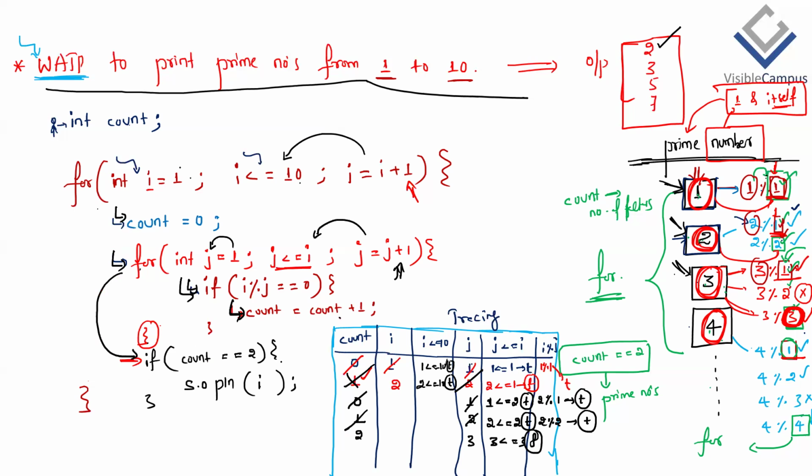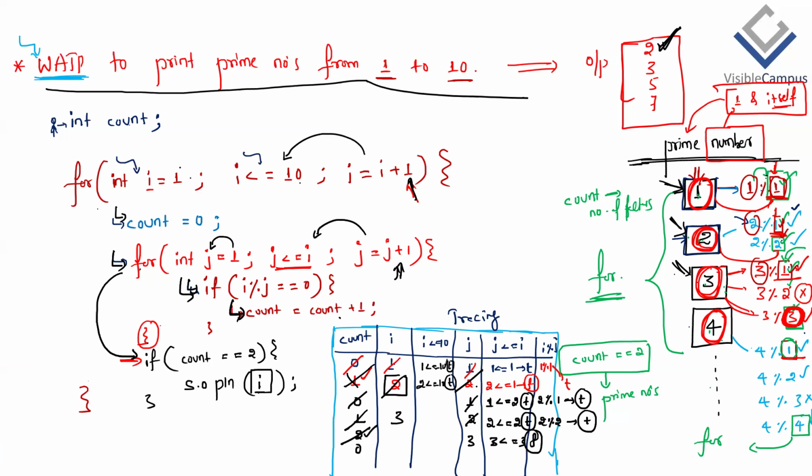Then here is a condition. Is the count equal to 2? Yes. Then print the current i value. What's the current i value? That's our first output. Then it goes for incrementation of i value. Then i will become 3. Then make count 0 once again.